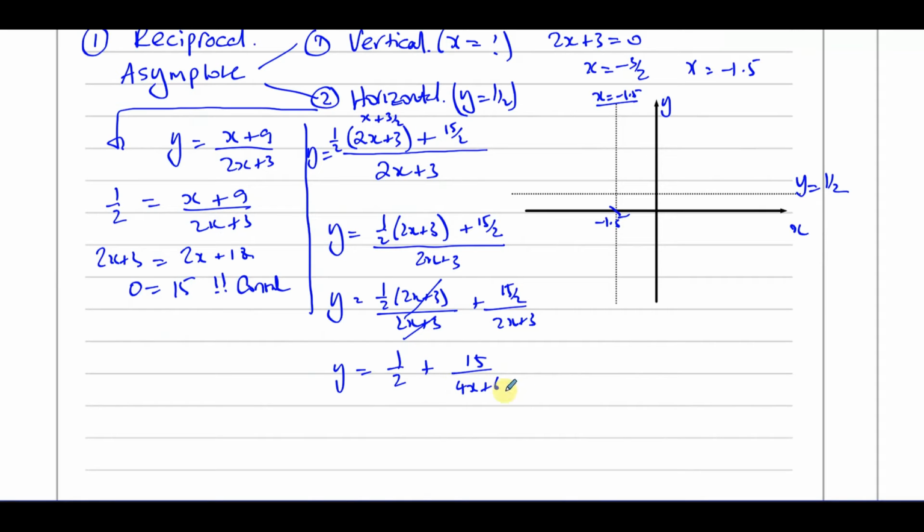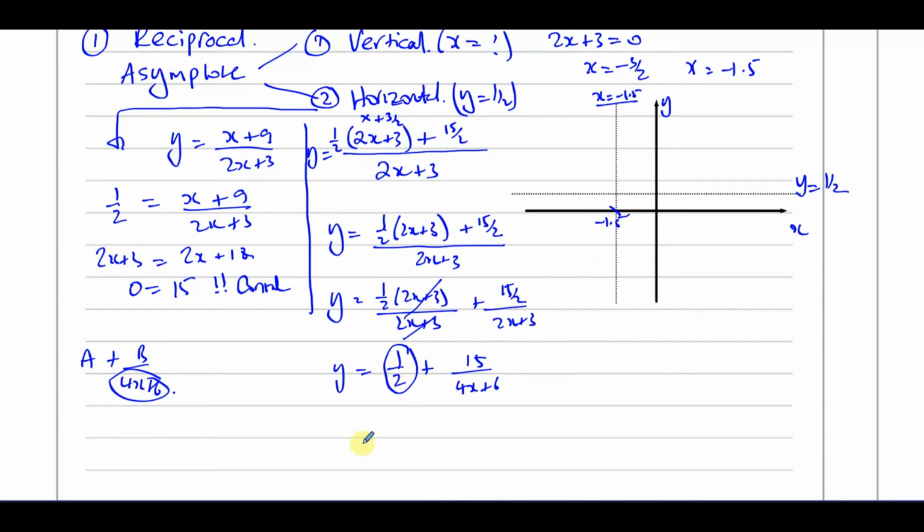So we can see that it's kind of like of the form a plus b over 4x plus 6. So what makes the denominator here 0 is going to be the x asymptote. So that's going to be 4x plus 6 equals 0. So x equals, again, minus 3 over 2. That's minus 1.5, as we said. But this is going to be the y asymptote.